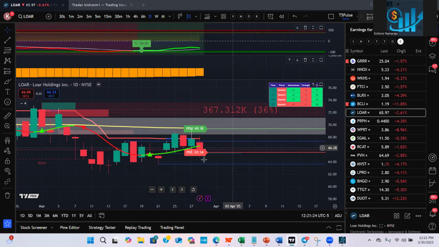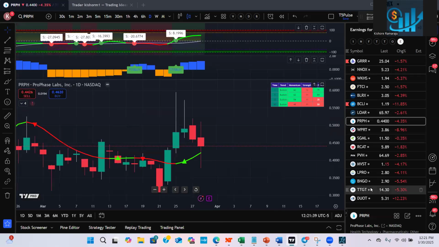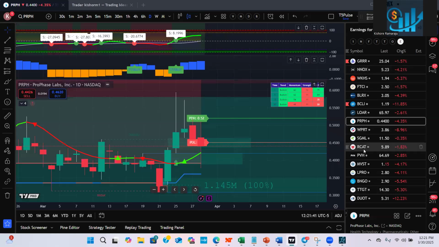Your gain is $50. If it goes down, you'll only make $50. If you think your risk versus reward is not matching, then you just avoid this ticker. Don't even take the trade because every day you have hundreds of opportunities. Every day you have hundreds of stocks.